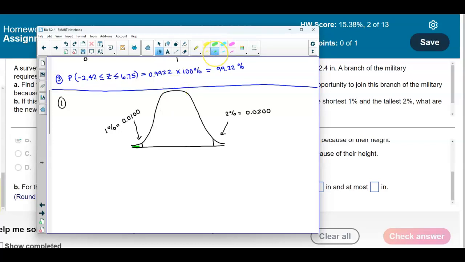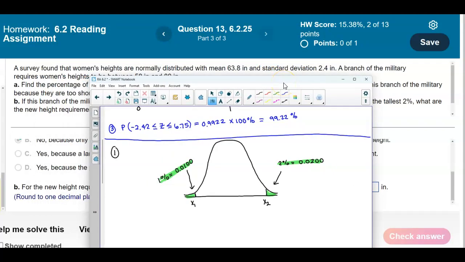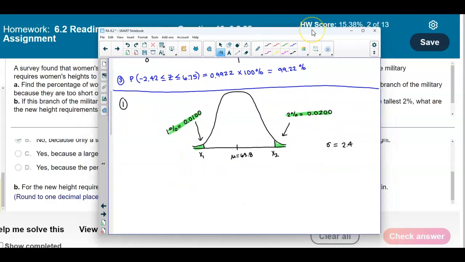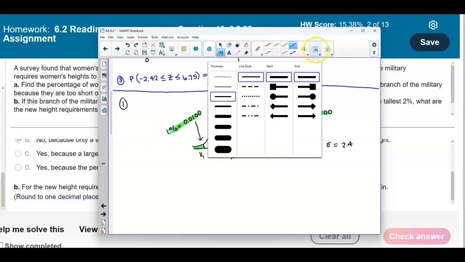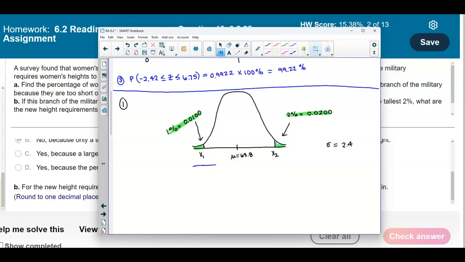So that means that this area and then this area represent the following. We are given the fact that this represents that area, and then we know that this represents that area. So what we're trying to do is find the values of, let's say, x1 and, let's say, x2. Now we are given the mean and the standard deviation, so we know that the mean is 63.8, and the standard deviation is 2.4. For this question we have to go just a little bit backwards, in a backward way of solving.